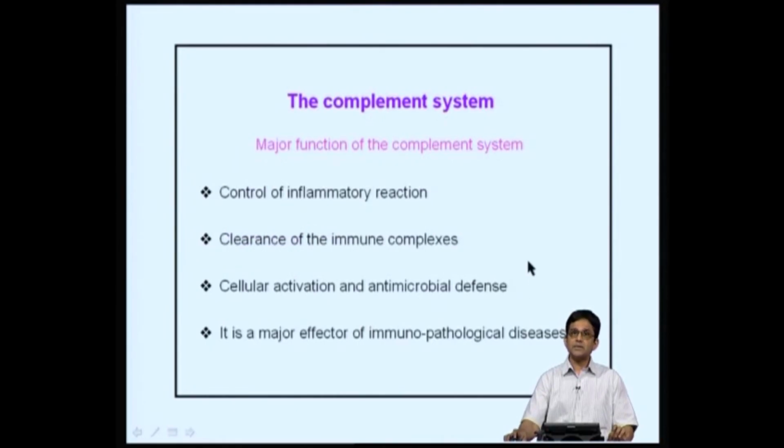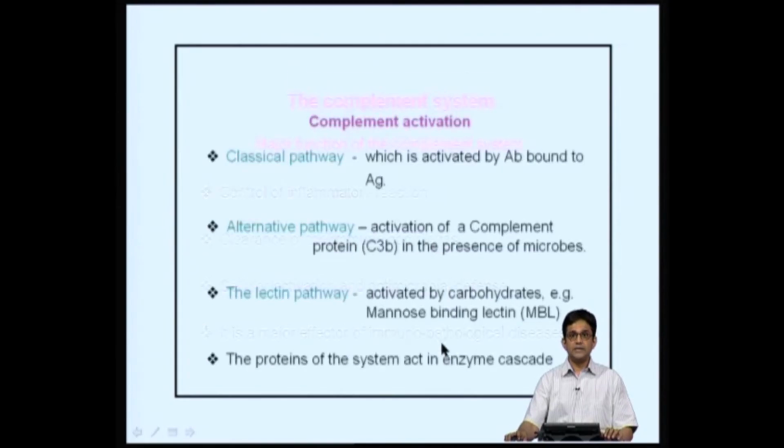Okay. We will next be moving on to the complement system, and the complement system has several functions. It is important in the control of inflammation. It is most important in the clearance of immune complexes. So, especially when you have antigen antibody complexes, they need to be cleared off, and the complement system comes into place over here. They are important in activation of the antimicrobial defense, and we will see parts of that subsequently, and it is a major effector of immunopathological diseases.